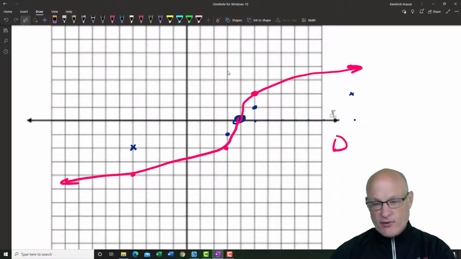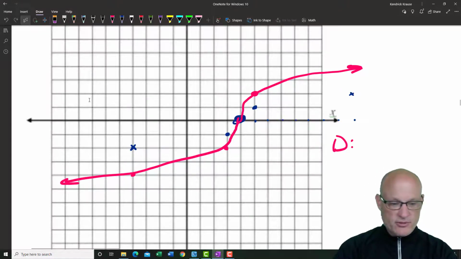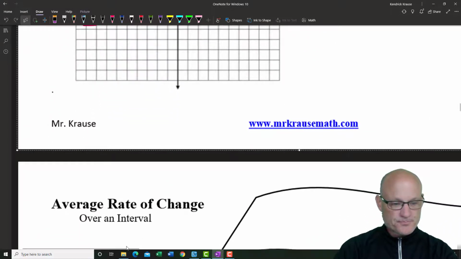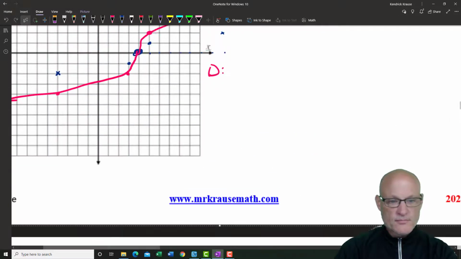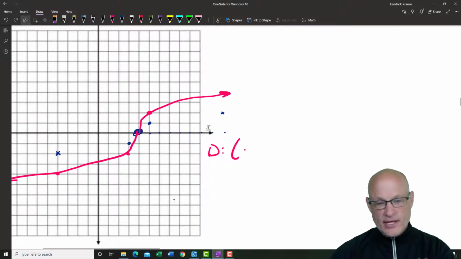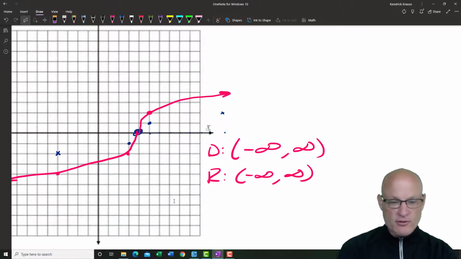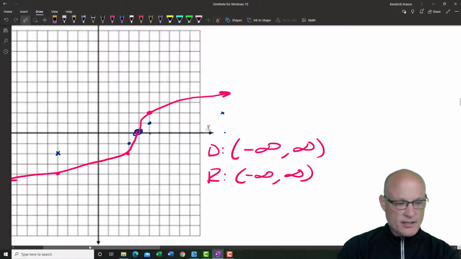Obviously, the domain is forever and ever left. Let me get that. What the heck? There we go. So obviously, domain, negative infinity to positive infinity. And the range, negative infinity to positive infinity. Up and down forever, left and right forever. All right, let's keep going.